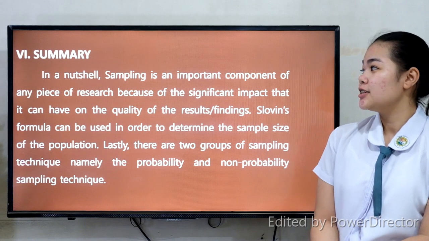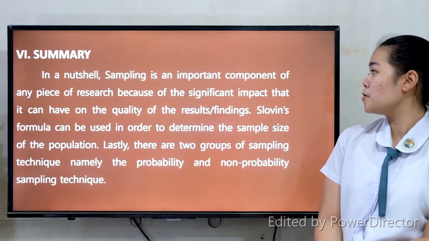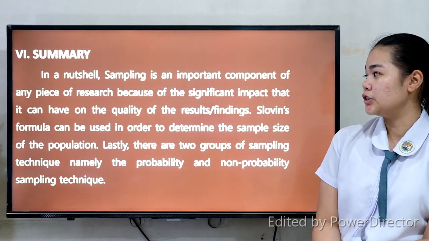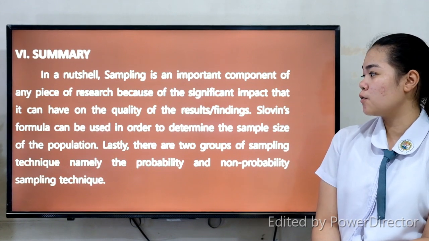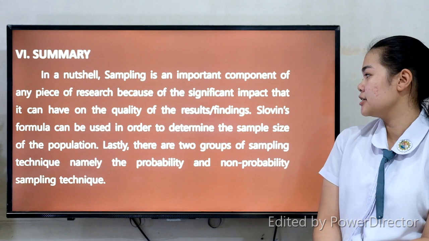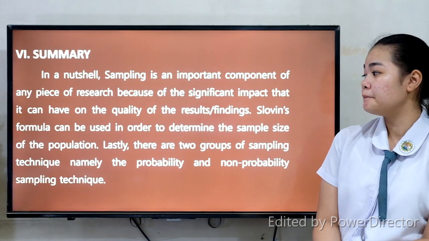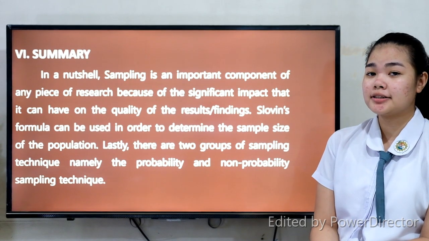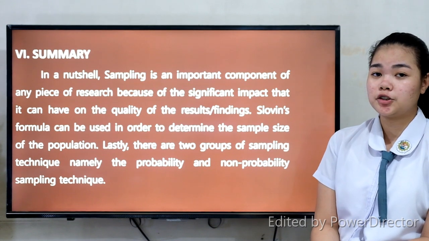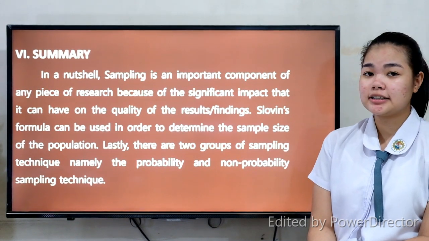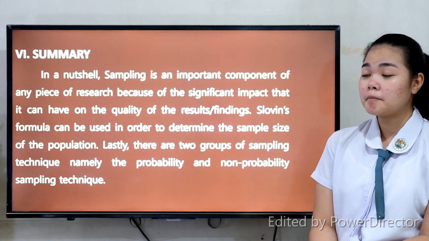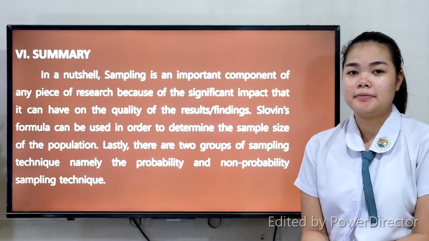In a nutshell, sampling is an important component of any piece of research because of the significant impact it can have on the quality of the results and findings. Slovin's formula can be used in order to determine the sample size of the population. Lastly, there are two groups of sampling technique, namely the probability and non-probability sampling techniques.